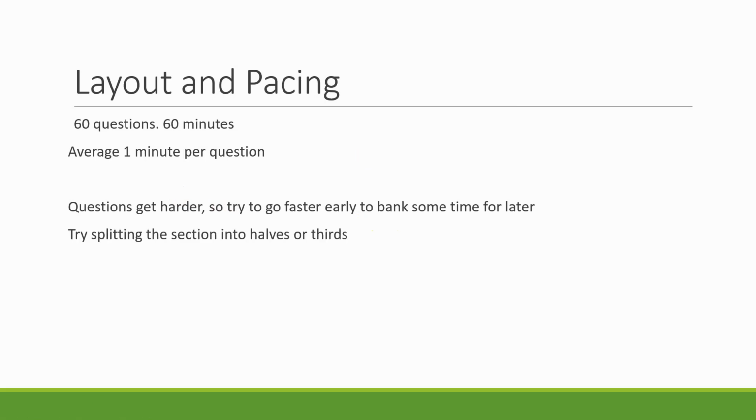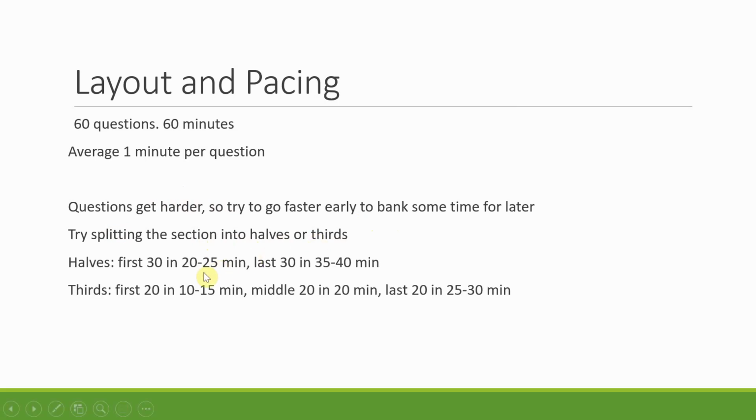To give you an idea of how to pace it, we're going to try splitting that test into halves or thirds, just according to whatever you're more comfortable with or whatever works for you. Try them both out. If you're going to go into halves, aim for about 20 to 25 minutes in the first 30 questions. Then in the last 30 questions, you'll have 35 to 40 minutes.